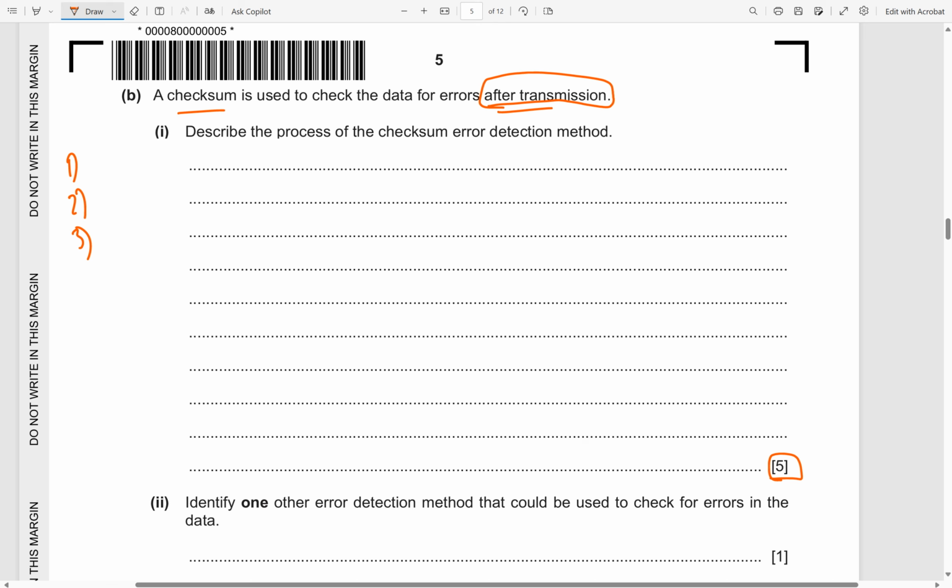So first, we can say that an algorithm is agreed by the sender and receiver. Let's say a hashing algorithm, or a checksum algorithm. Let's say a checksum algorithm is agreed on by the sender and receiver.